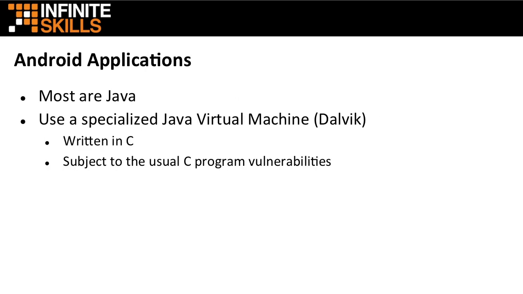What should we know about Android apps? Android apps are mostly written in Java. They use a specialized virtual machine known as the Dalvik virtual machine. If you know anything about Java, you know that Java takes away things like memory management from the user. However, the virtual machine is written in C, and it is subject to the regular C program vulnerabilities. So there's always a chance that you could find some flaws in the Dalvik virtual machine itself.